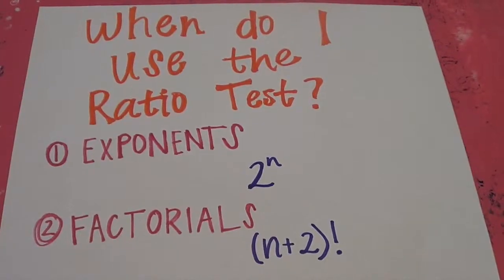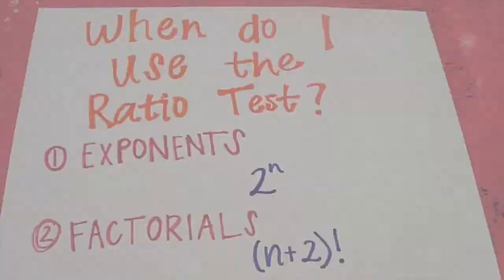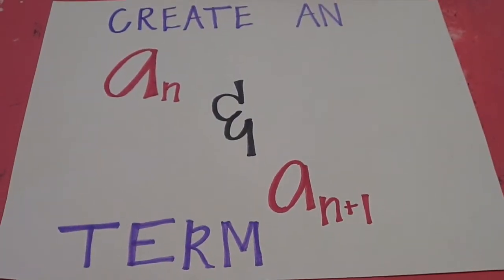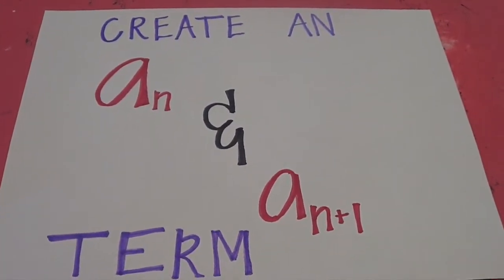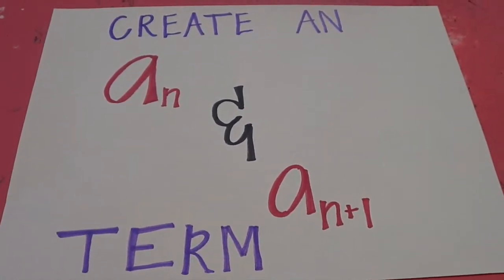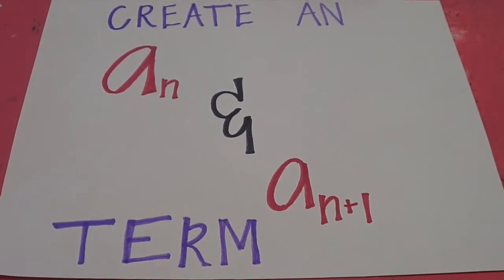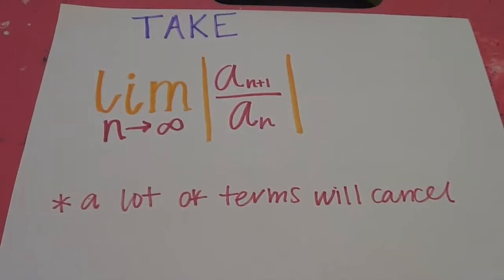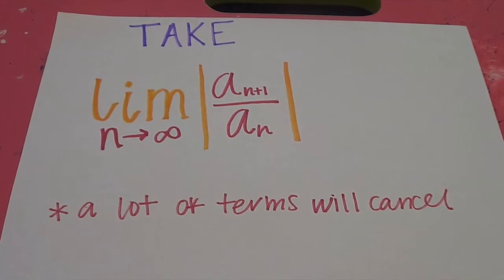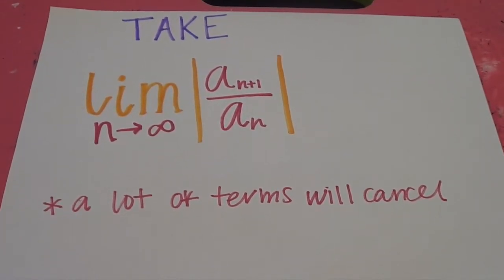The first step is to identify whether you can use the ratio test or not. After recognizing if there are exponents or factorials in the term, you need to create an a_(n+1) term and an a_n term. After that, create a ratio of a_(n+1) over a_n. Take the limit of the ratio of a_(n+1) over a_n. Most of the terms will cancel, that's why the ratio test is so easy.